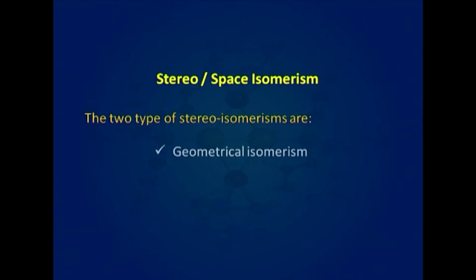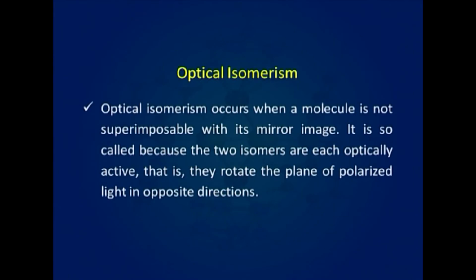Let us discuss what stereoisomerism is and what stereoisomers are. Stereoisomers differ only in the spatial arrangement of atoms or groups about the central atom. It is possible only in complexes having coordination number 4 or greater than 4. The two types of stereoisomerism are geometrical isomerism and optical isomerism. Our main emphasis will be on optical isomerism today. Optical isomerism occurs when a molecule is not superimposable with its mirror image.